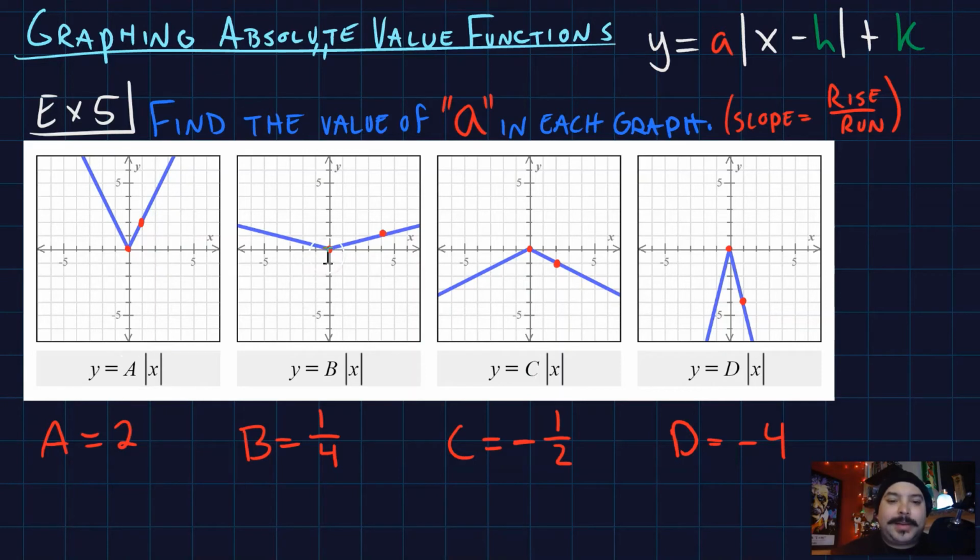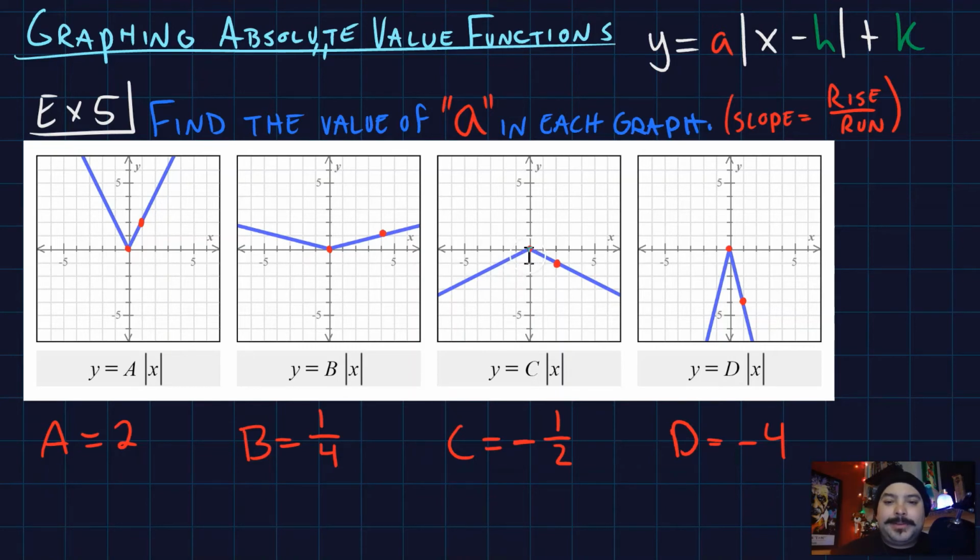In our second graph, we see that the rise over run is 1 over 4, 1 up, 4 to the right, which means the right-hand side of this function has a slope of 1/4, which means that the value of b here, which is our a value, is also 1/4.